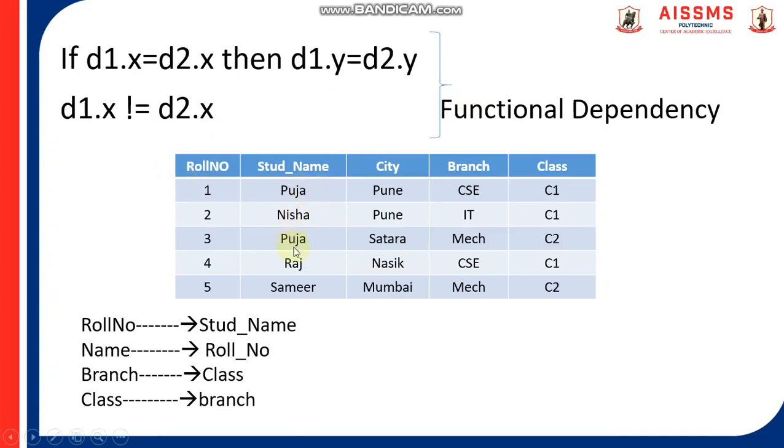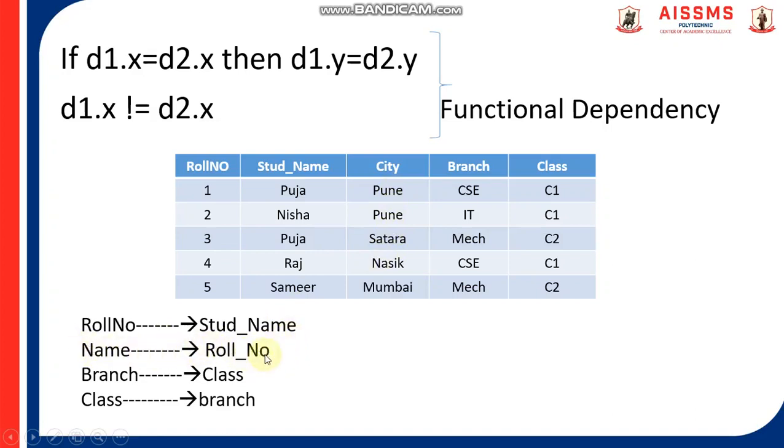Because this value is duplicated, I will check whether the city is similar, because my rule, my expression, is: if the x value is similar, then go only for the y value, and this y value should be similar for a functional dependency. If not similar, then that is not a case of a functional dependency. If this Puja is Pune and this Puja is Satara, the data is not similar, so this is not an example of a functional dependency.